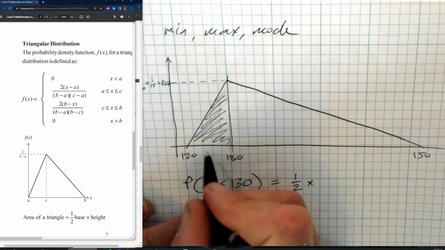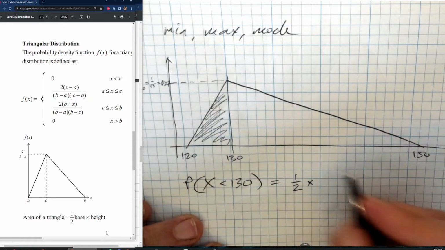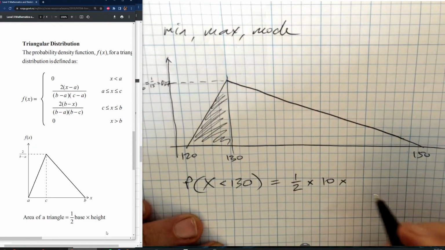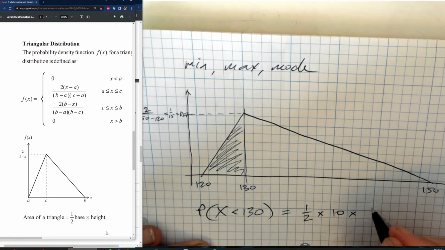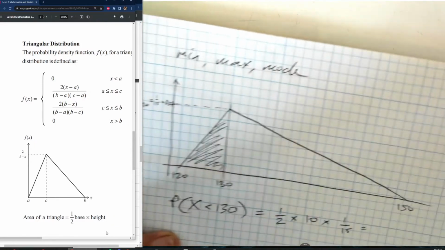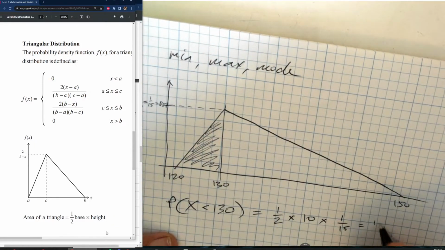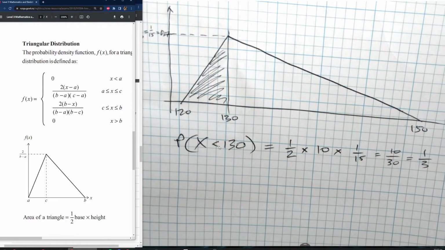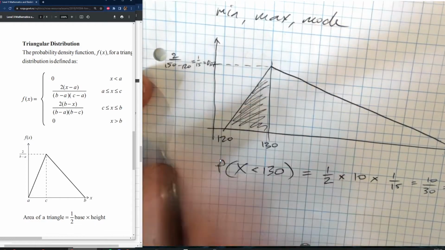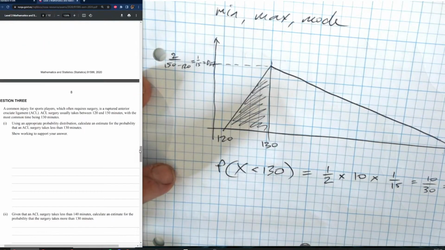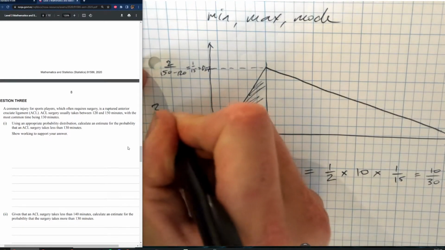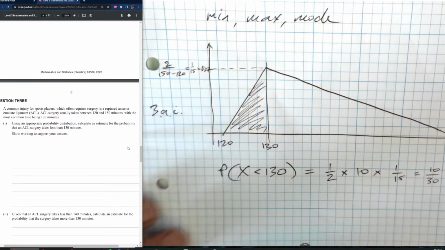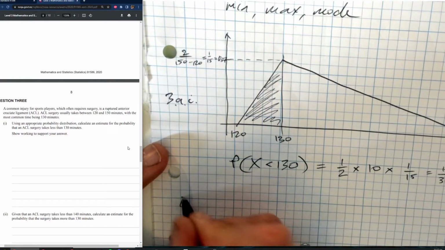Lovely. Half times base, so the base of this triangle is 130 minus 120, that's 10, times the height, which we worked out before, is 1 over 15. So that is 10 over 30, which is 1 over 3. Double checking that. Yes. Okay, so that is that question all done. 3AI. Okay, let's go to question 2 of that.